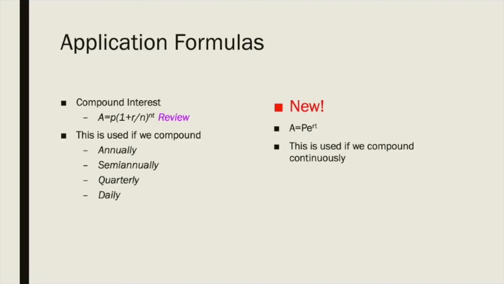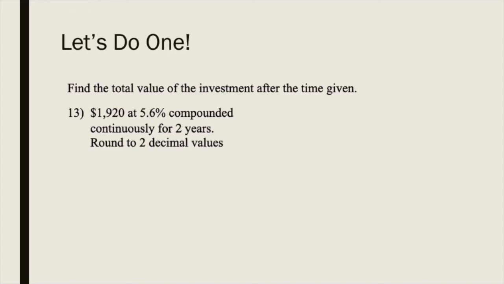Okay. Let's do one. We're going to find the total value of our investment. We're going to be putting in $1,920 at 5.6% compounded continuously for 2 years, round to 2 decimal places. So A equals P e to the rt. P is the principal, the initial value, just like it was before, 1920.